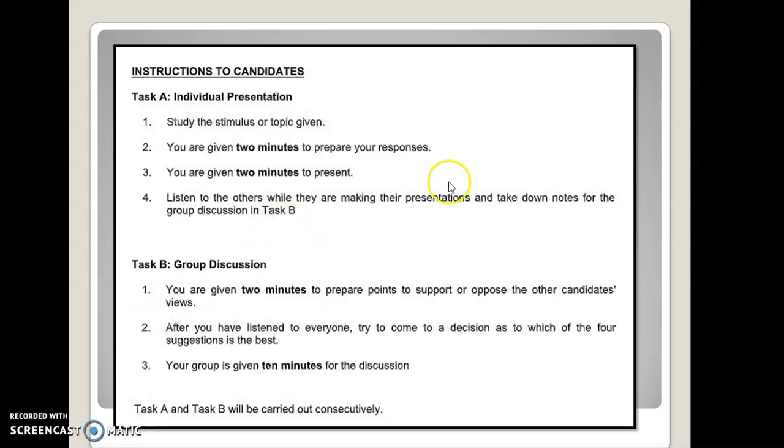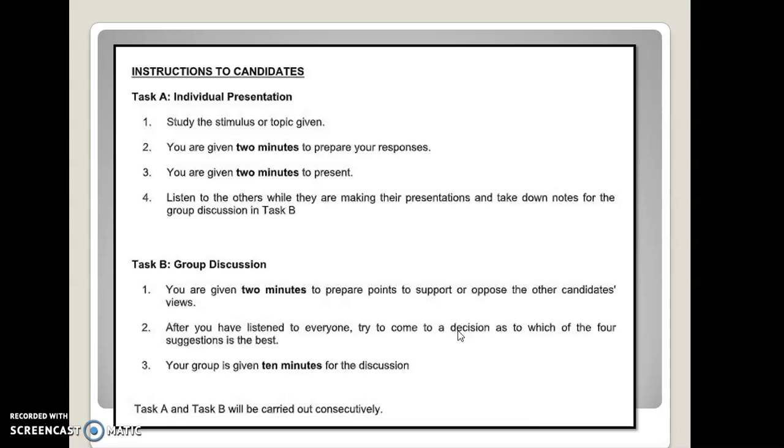Okay? And then task B, group discussion. Once again, you are given 2 minutes to prepare your points to support or oppose the other candidates' views. In this 2 minutes, you are preparing yourself for the group discussion. Remember, in group discussion, you don't have to take turns, meaning to say, starting with A and then B, C, and D. Anybody can start the discussion, anybody can stop the discussion. After you have listened to everyone, try to come up to a decision as to which of the 4 suggestions is the best. So after the discussion, you need to come up with a group decision.